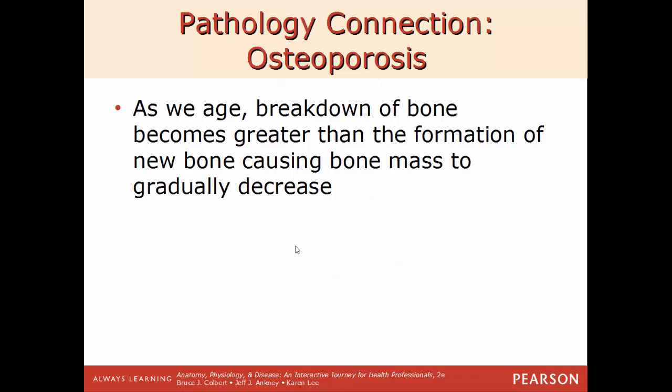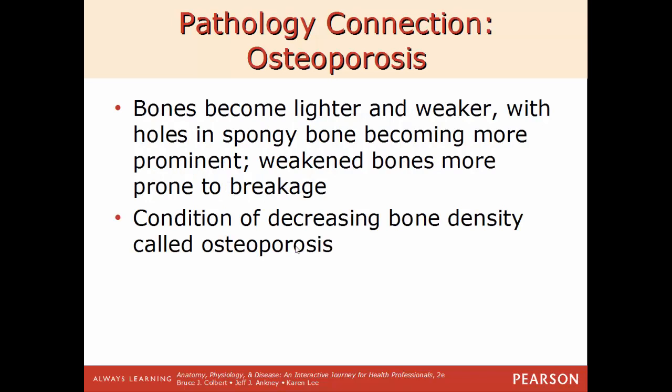Alright, next we'll talk about the pathology connection, osteoporosis. As we age, the breakdown of bone will be greater than the formation of new bone cells, causing the bone mass to get gradually less and less. Remember we talked about how there's a constant building up of bone and a constant tearing down of bone. Well, as we get older, more gets torn down compared to the amount that gets built up. So bones will get progressively less dense.